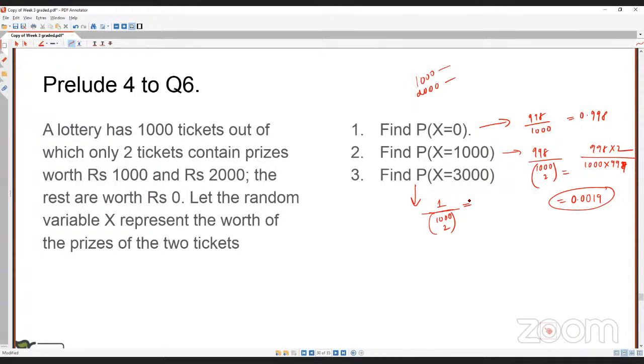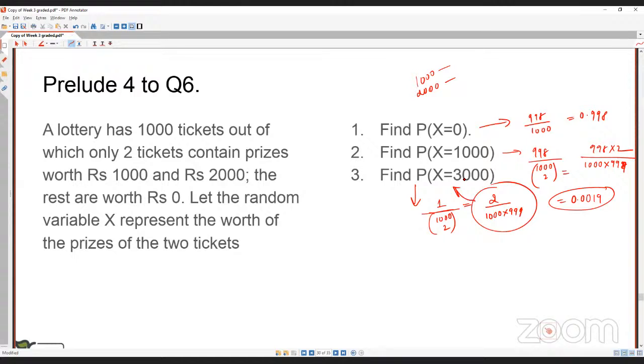I think it is 2C2. No? Not even 2C2 will come out to be 1 only, no? 2C2 is 1. So it will be 2 divided by 1000 into 999. You can calculate this to get the third answer.